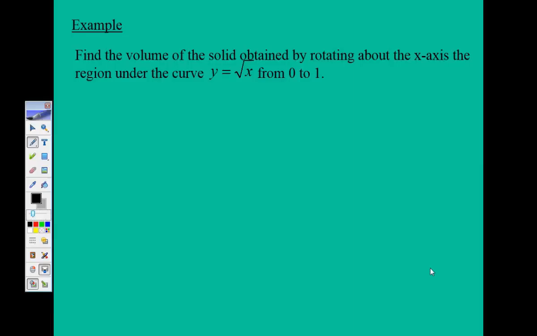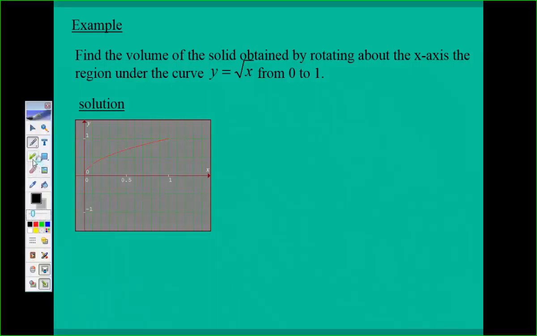Here's another example. Find the volume of the solid obtained by rotating about the x-axis the region under the curve of y equals the square root of x from 0 to 1. Here is the curve of y equals the square root of x from 0 to 1. If we were to rotate this around the x-axis, we would get a shape that looks something like this. We're trying to find the volume of this solid.